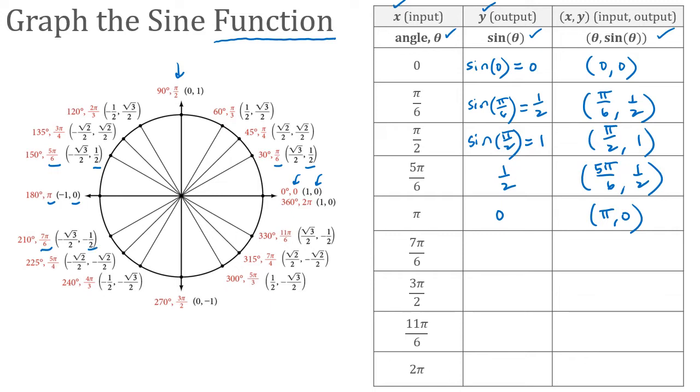So for 7 pi over 6, the sine of that is -1/2. For 3 pi over 2, the output is -1. For 11 pi over 6, the output is -1/2.